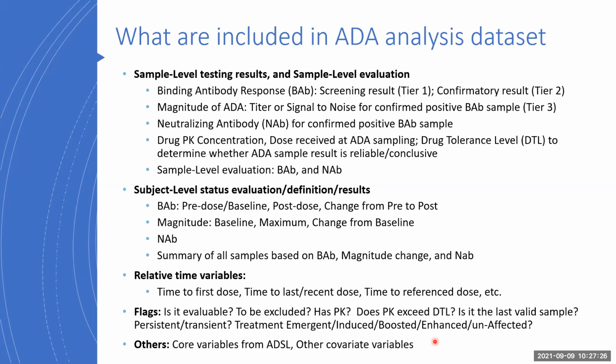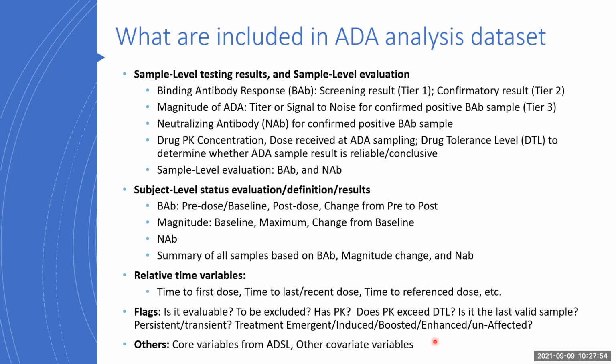analysis dataset. Immunogenicity analysis dataset usually contain sample level testing results, sample level evaluation, subject level evaluation, relative time variables, and some other flag variables to assist define ADA status, or other study-specific covariates and the core variables from ADSL.